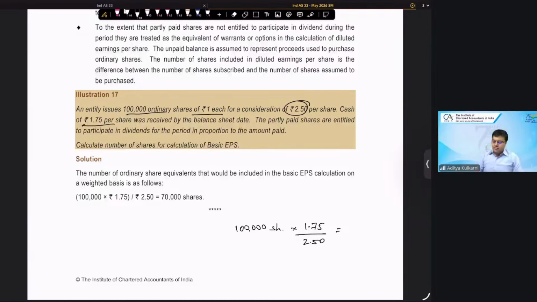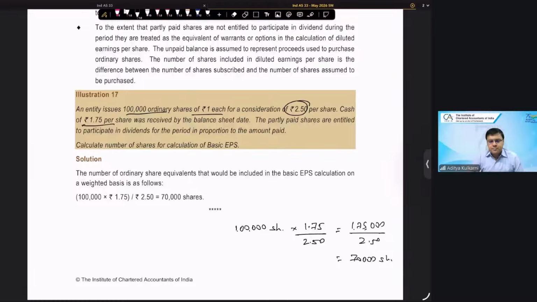Actually, you have received only 1 lakh 75,000. You should have received how much? You should have received 2 lakh 50,000. So, when I convert it into what you can say proportionate basis, it is as if I have issued 70,000 shares worth 2.5 each. Are you able to understand this?